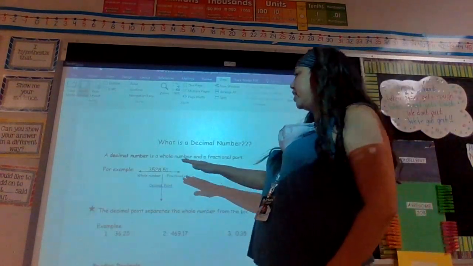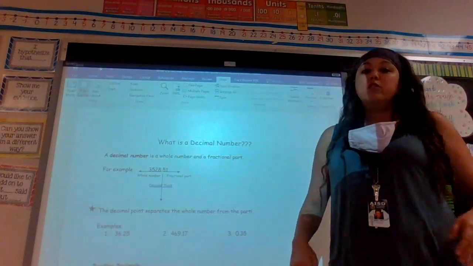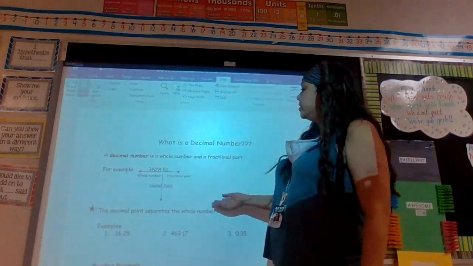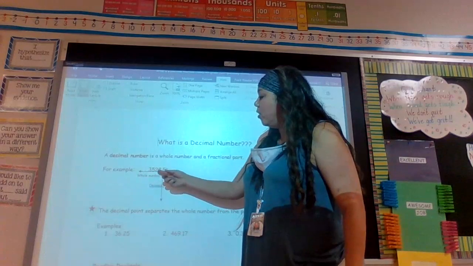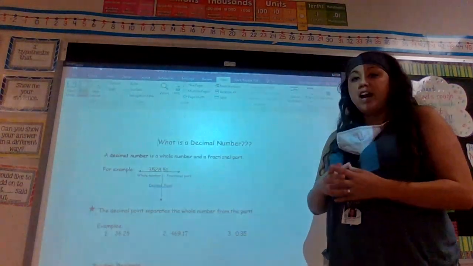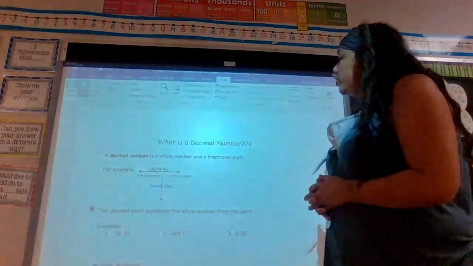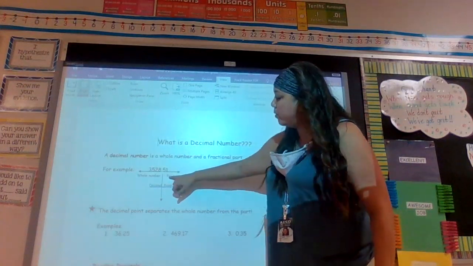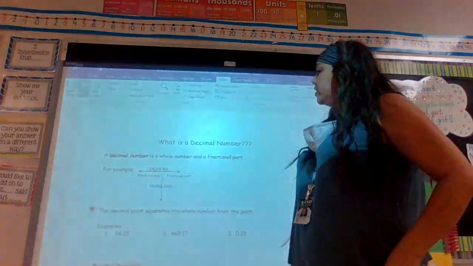A decimal is a whole number and a fractional part, okay? So you've been used to working with whole numbers, and the whole number is what's in front of the decimal. Behind the decimal is the fractional part, and fraction means part, you know, breaking apart. This is the decimal part. When we're talking about decimals, anything less than 1 comes behind the decimal point.